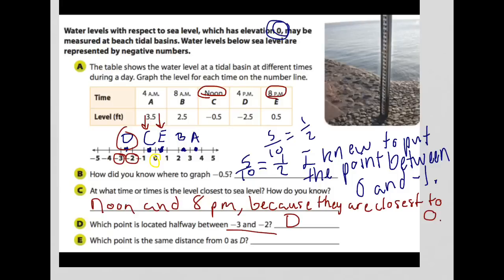Which point is the same distance from 0 as D? So 2.5, that's how far it is from 0. So if I go 0 to 2.5 again, that puts me at letter B, which is the opposite distance from point D.